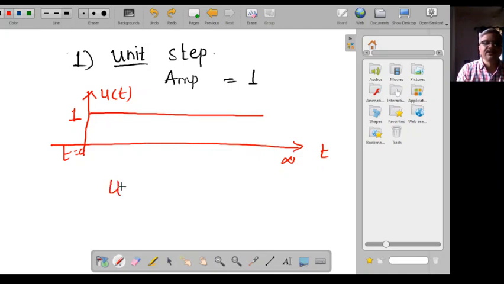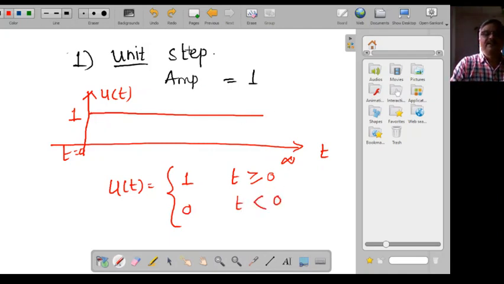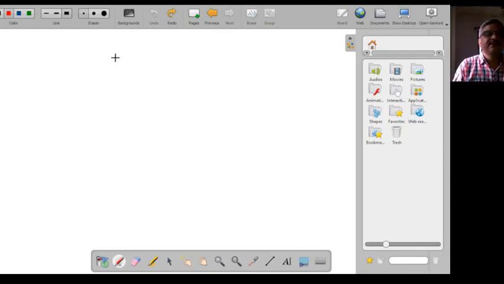If we want to describe this signal mathematically, its amplitude is equal to 1 for t greater than or equal to 0, and it is equal to 0 for t less than 0. So this is the mathematical definition of a unit step. Then immediately we'll go to the next type of signal.